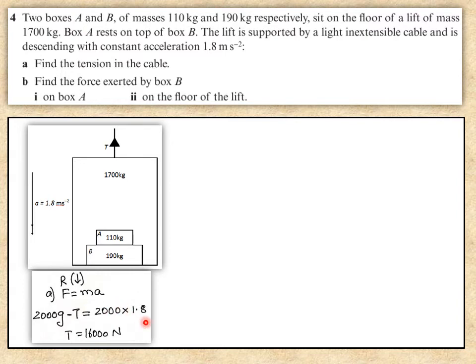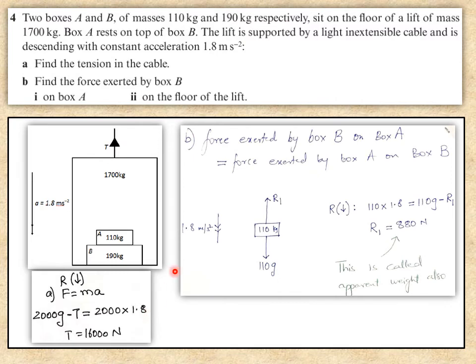Clear? Now let's go to the second part. This is a slightly new concept for you. Find the force exerted by box B on box A. By Newton's third law, the force exerted by box B on box A is the same as the force exerted by box A on box B. So what I'm doing here is just considering box A, like in the previous question, we took particles P and Q separately. I'll take box A separately here.